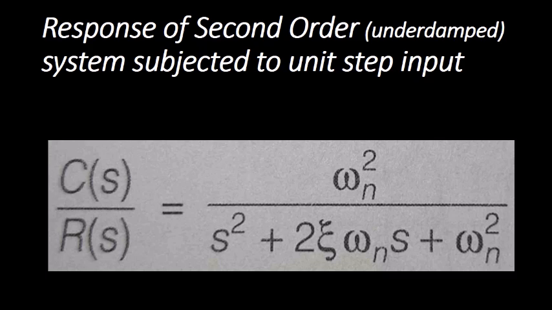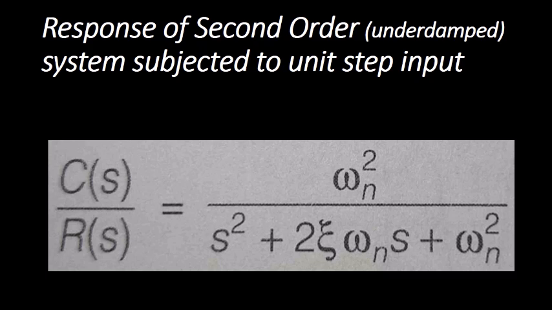This is the overall transfer function. We know that C(s) by R(s) is the ratio of the Laplace transform of the output to the Laplace transform of the input, which is the transfer function, and it is equal to omega n square by s square plus 2 zeta omega n s plus omega n square. This is the standard form of the transfer function of a second order system.